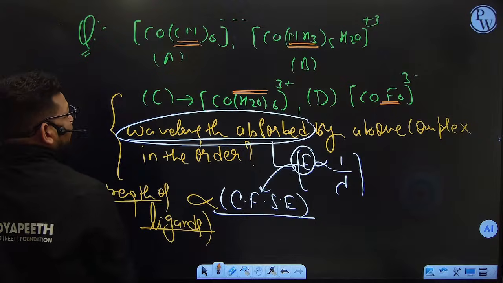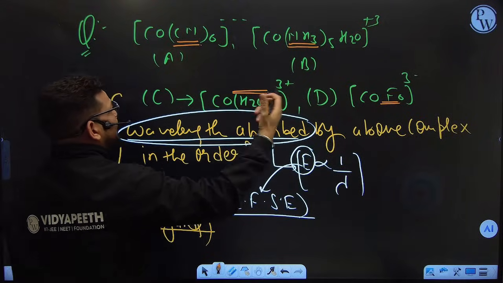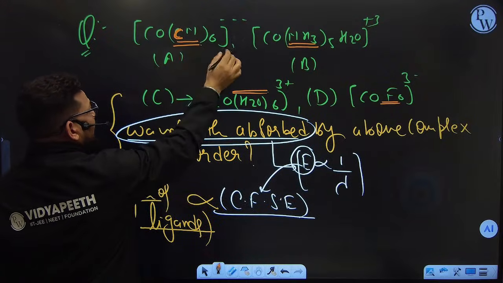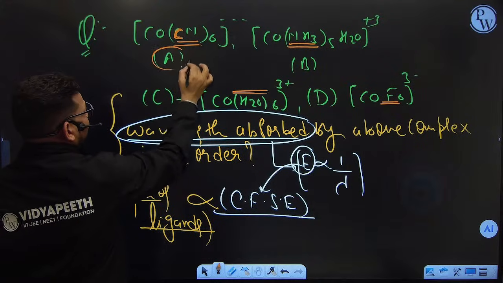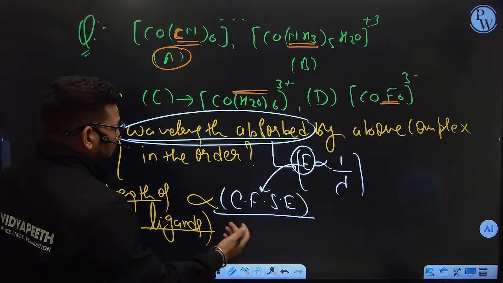So now connect with me. Now tell me which one has the greater strength of the ligands here. You can see here the cyanide, because the carbon donor is there. Then you can say that A has the maximum CFSE because CFSE depends on the strength of ligands. So now you can go with the options.